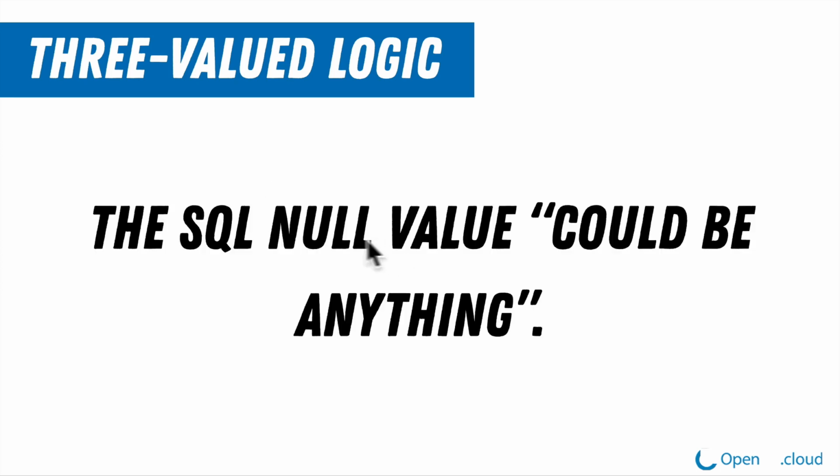So, in three-valued logic, the SQL null is a value, and it could be anything. Null doesn't mean it's nothing. It just means we don't know what it is. So, when we look at a null conceptually, it just means it could be anything. SQL isn't going to determine what it is for you. It's not going to say it's true or it's false. It's going to say, I don't know. This could be anything. And that's why we call it three-valued logic.